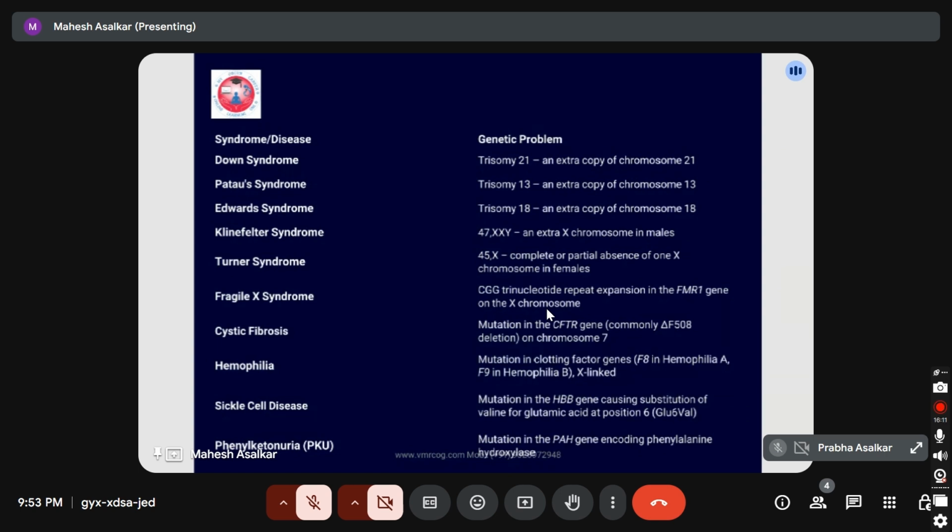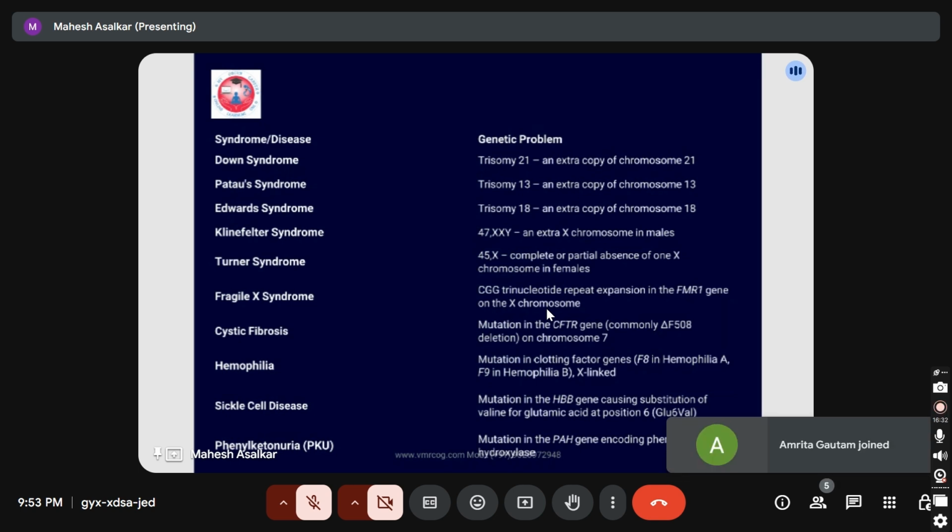In hemophilia, there is a mutation in the clotting factor gene, that is factor 8 in hemophilia A and factor 9 in hemophilia B, and it is an X-linked recessive disease. In sickle cell disease, there is a mutation in the HBB gene causing substitution of valine for glutamic acid at position 6. Okay, so this is also an SBA.